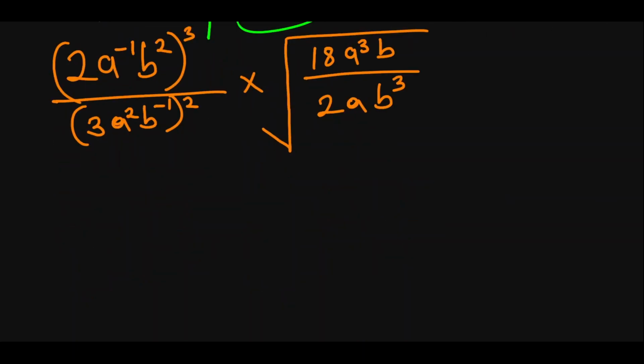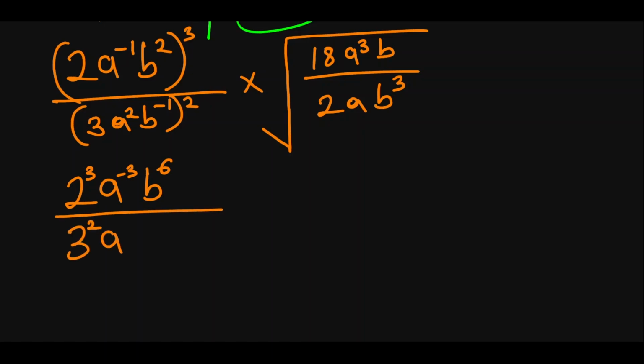So for this upper part, we have this cube here applies to everything in the bracket. So based on the law of power of a product, the 3 belongs to all of them. So this gives us 2 raised to power 3, a raised to power minus 1 times 3 is minus 3, b raised to power 2 times 3 is 6, over, same thing here, power of a product. So it gives us 3 raised to power 2, a raised to power 2 times 2, which is 4, b raised to power minus 1 times 2, which is minus 2.